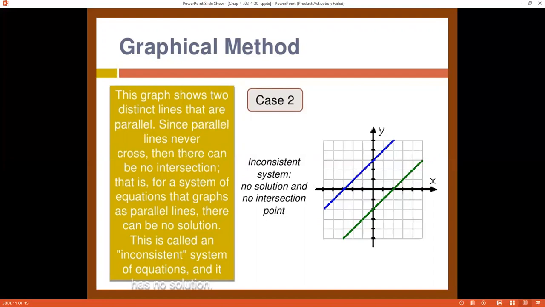This graph shows two distinct lines that are parallel. Since parallel lines never cross, there can be no intersection. That is, for a system of equations that graph as parallel lines, there can be no solution. This is called an inconsistent system of equations, and it is this one, the blue line and the green line. This is an inconsistent system of equations. There is no solution. If you have these types of lines in the graphical method, you will write that there is no solution, this is inconsistent.